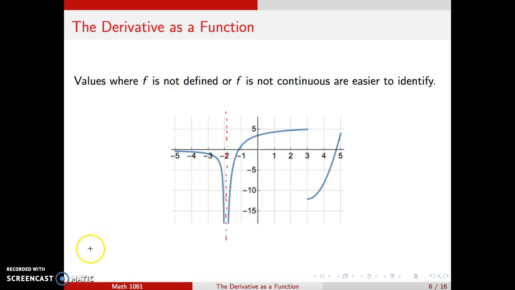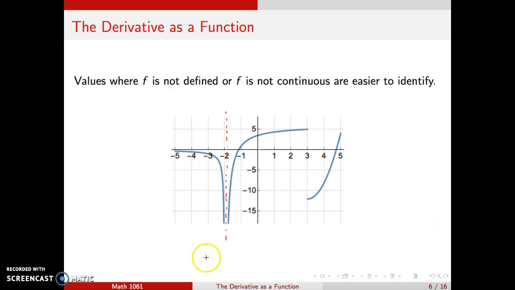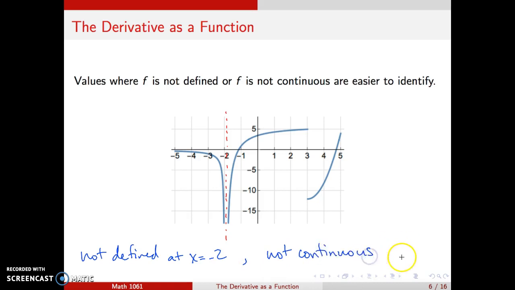So f is not defined at x equals -2, it looks like, and it's not continuous at x equals 3. Let's say not defined at x equals -2, not continuous, not continuous at x equals 3.